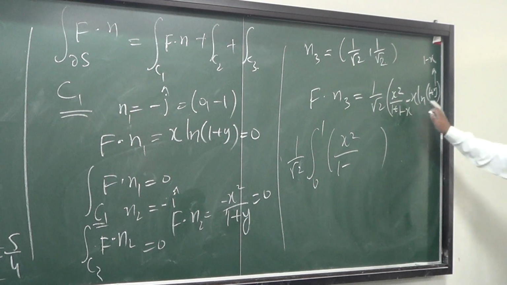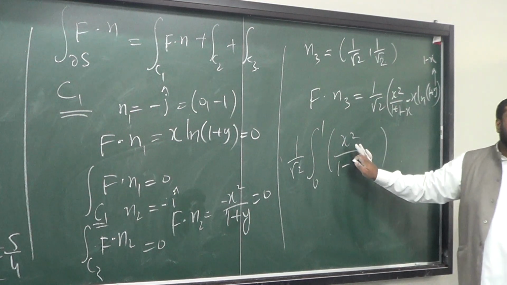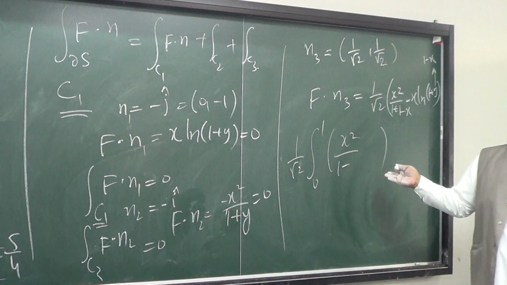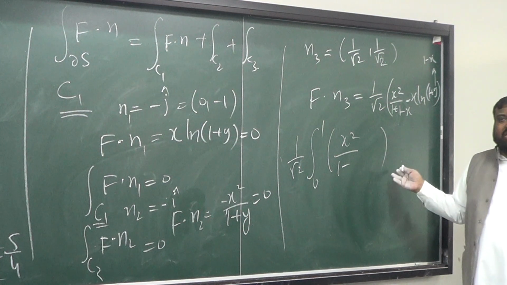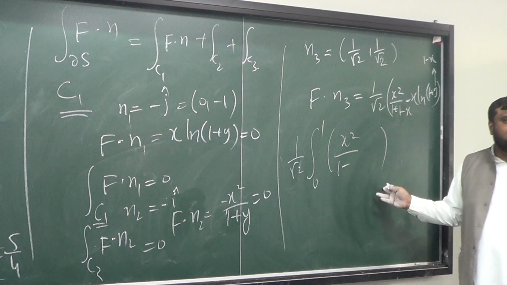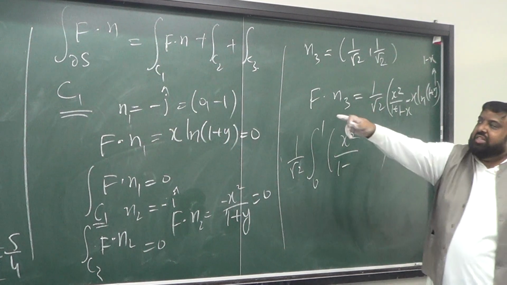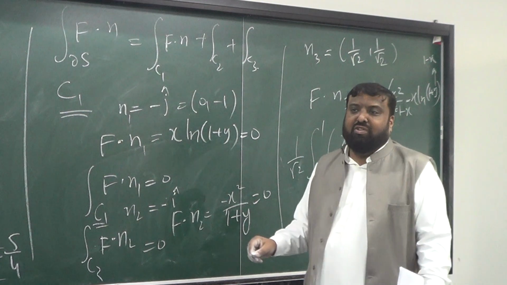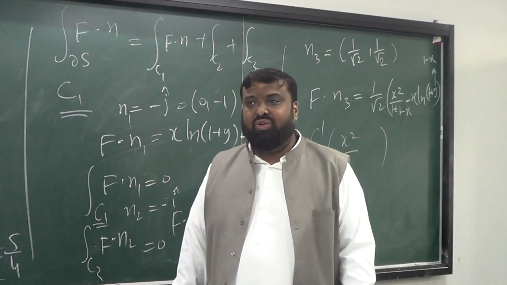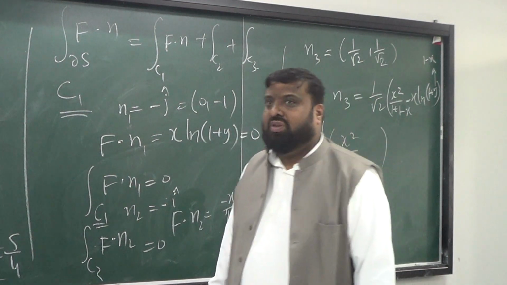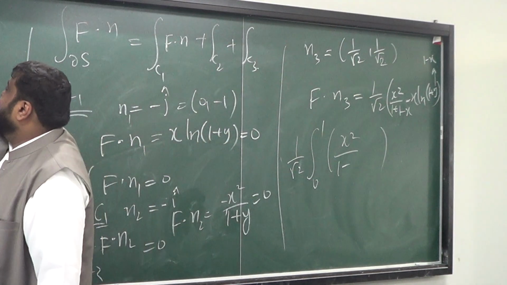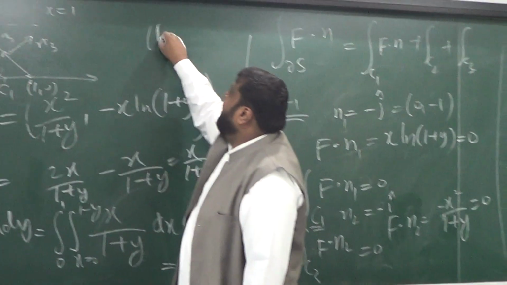If I put this directly here, you can ask, should I integrate with respect to what? With respect to x, or with respect to y? Or the other way could be to find a parameterization for x plus y equal to 1. So what would be the parameterization for x plus y equal to 1? So if I substitute t, what would be y?